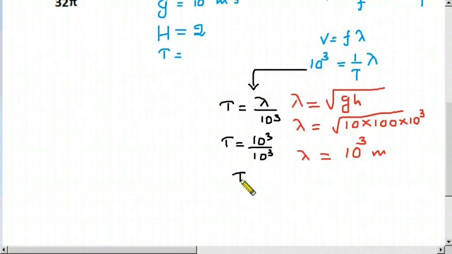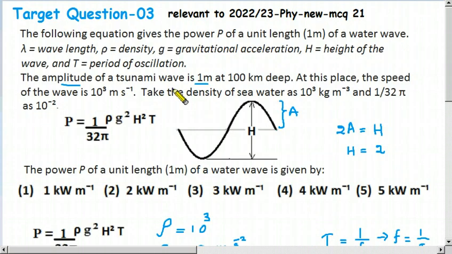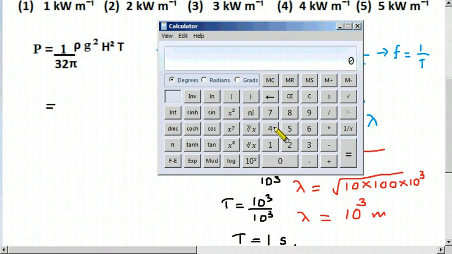So t is 1, according to that 1 second. That is the period of oscillation, so we can use it here. Now we can substitute into this equation. 1 over 32 pi is given. We have to take it here as 10 power minus 2. Actually it is correct. Here you can see using the calculator. I will show you: 1 divided by 32 equals, divided by pi, 3.14.